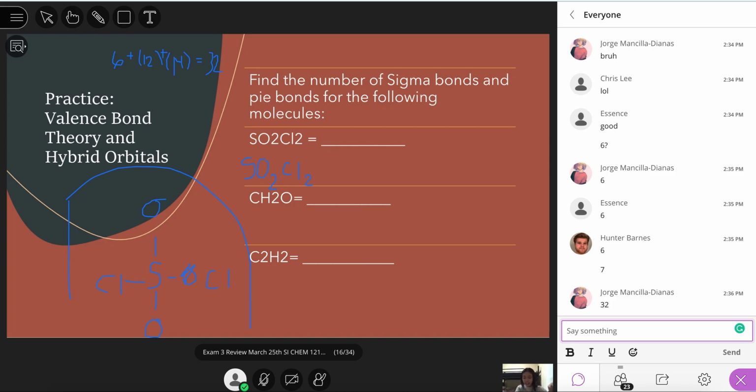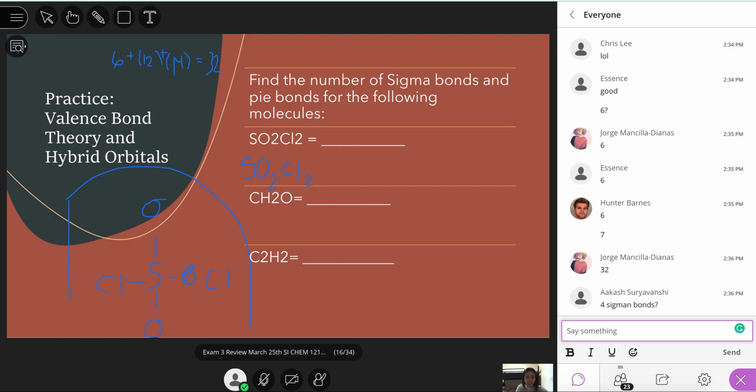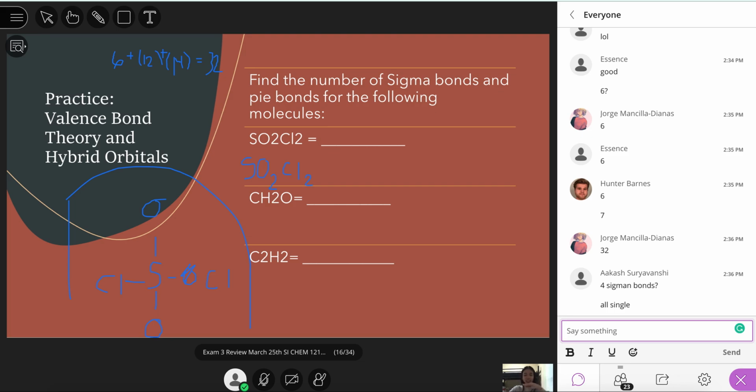What do those bonds look like? For example, S to oxygen, what type of bonds are we going to have? 4 sigma bonds. Yes, exactly. But how do we show that? For S to O, is that a double bond or single, or Cl to S, is that a double bond or single bond? Can anyone tell me? All singles. Okay, do we all agree with that? Akash said all single bonds. Do we agree, or do we not know?